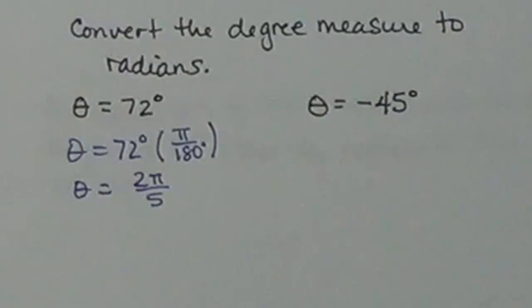Let's look at another one. Let's look at theta equaling negative 45 degrees. Again, to convert to radians, we multiply by pi over 180 and then simplify. When we do the calculation, we see that theta equals negative pi over 4.